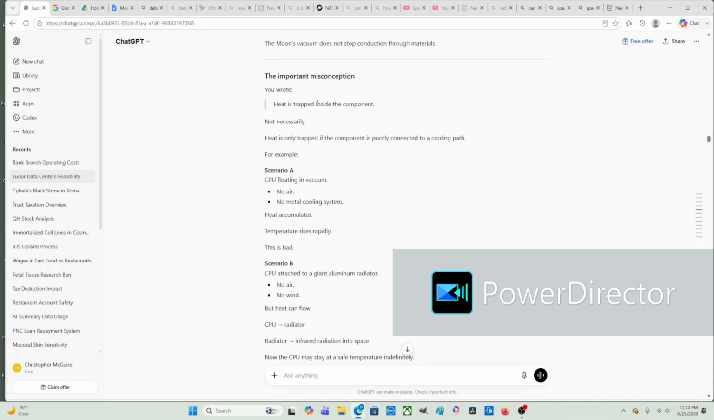I wrote that heat is trapped inside the component in no-atmosphere environments. Not necessarily. Heat is only trapped inside the component if the component is poorly connected to a cooling path. If there's nothing connected to it, the heat is trapped in there all the time. If it is poorly connected, it transfers heat very poorly. But if it is very well connected, then heat transfer is much more optimal.